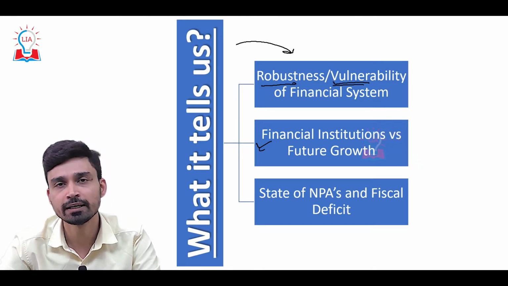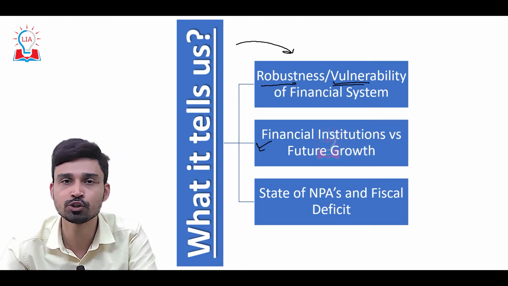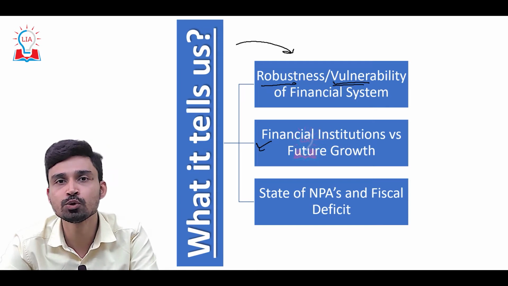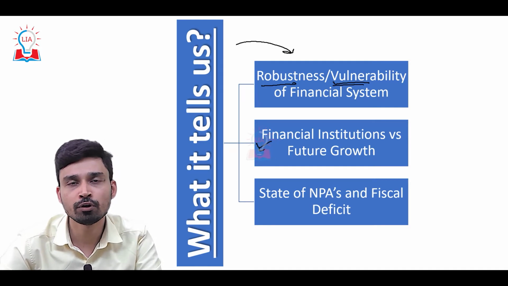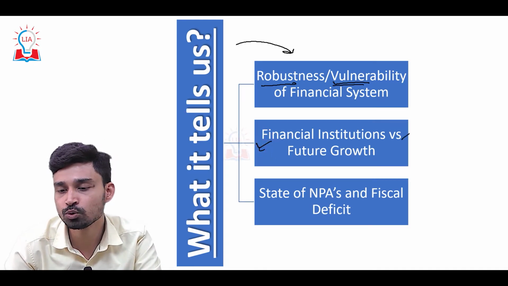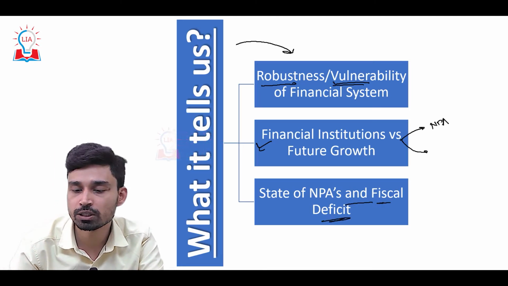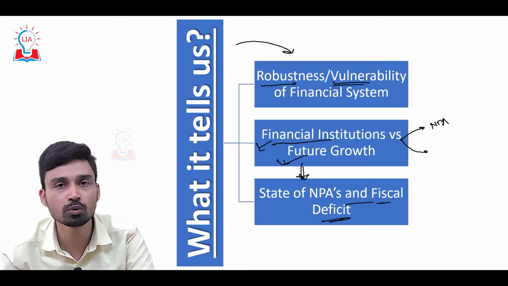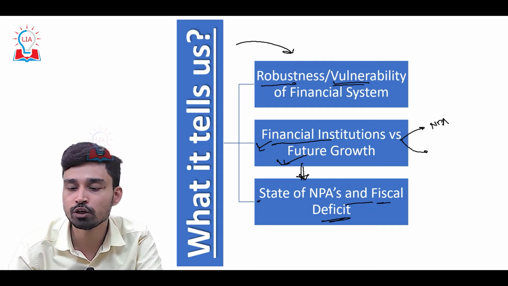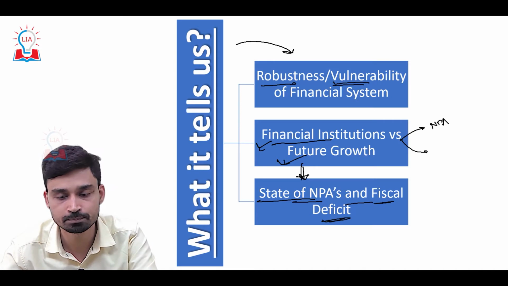That means, whether it is banking institutions or non-banking financial institutions, how both of these can help in the future growth of the country. Actually, it tells us 2 things. First, it tries to understand the NPAs, and second, it tries to understand the fiscal deficit, to see to what degree financial institutions can contribute to the future growth of the nation. We have to understand the state of NPAs of the financial institutions and the fiscal deficit of the government.